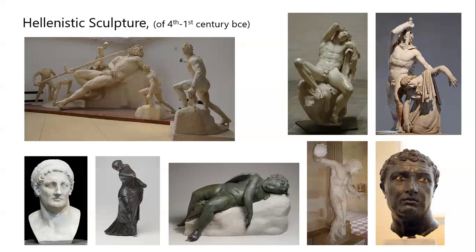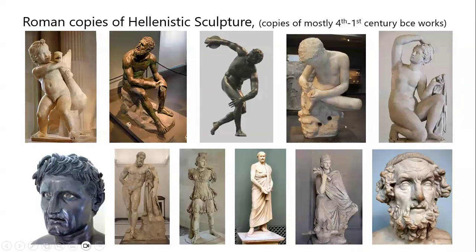Anyway, so Hellenistic sculpture. So this is fourth century, I think, until the first century. And here we have a number of Roman copies of Hellenistic sculptures so that we can see that the Romans were very much interested in studying Greek sculpture, both Hellenistic sculpture and Hellenic sculpture.